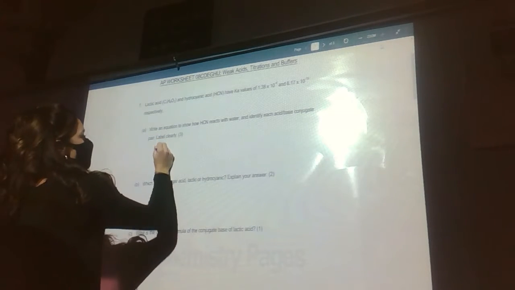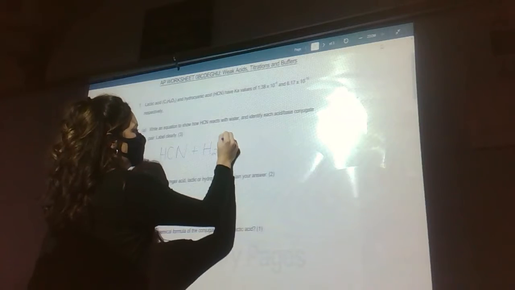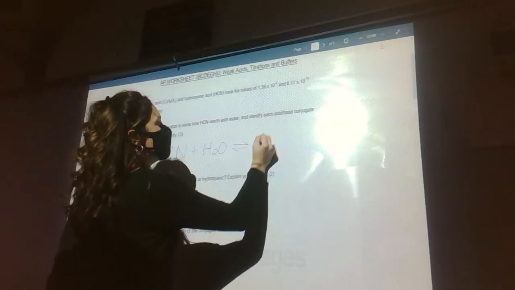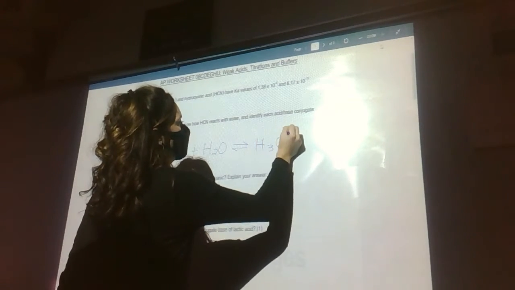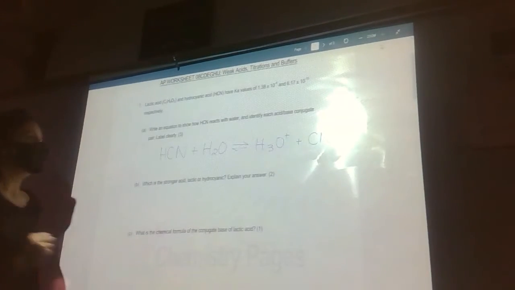Okay, so the first question on weak acids, titrations, and buffers wants me to write an equation about how HCN reacts with water. It's a weak acid, so it's in equilibrium with hydronium, and its anion, cyanide. Questions about that?